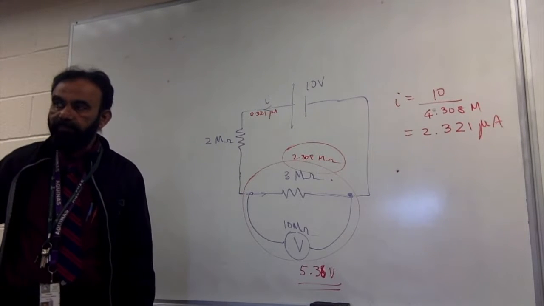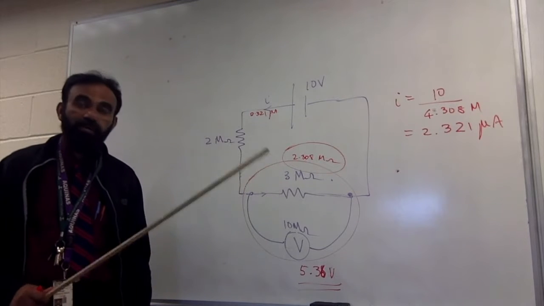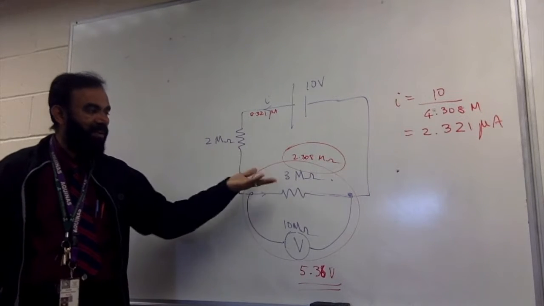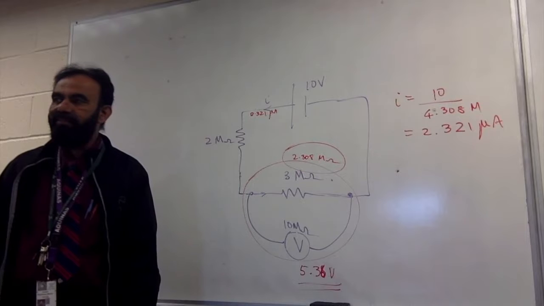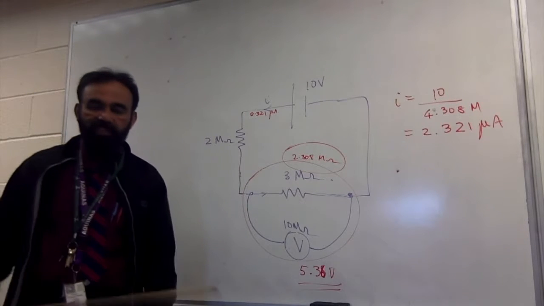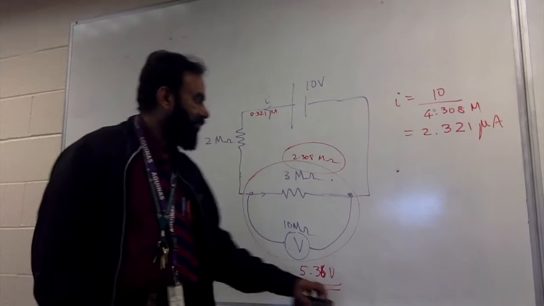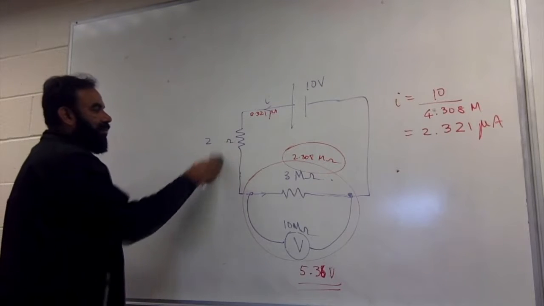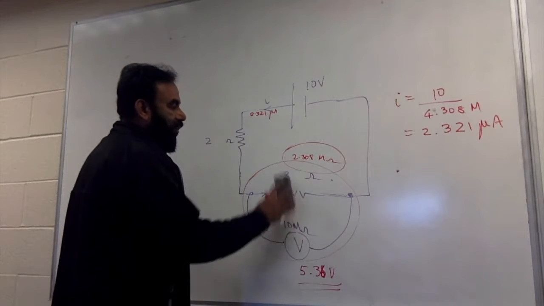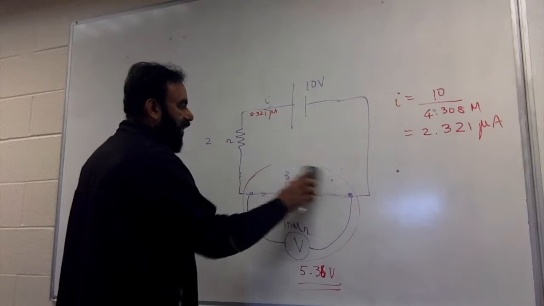But will this voltmeter be a good voltmeter for resistors that are in kilo ohms? Yes. It will definitely be good. Let's work it out in kilo ohms now. If I'm going to say this is 2 kilo ohms and this is 3 kilo ohms, now let's work this out once again.